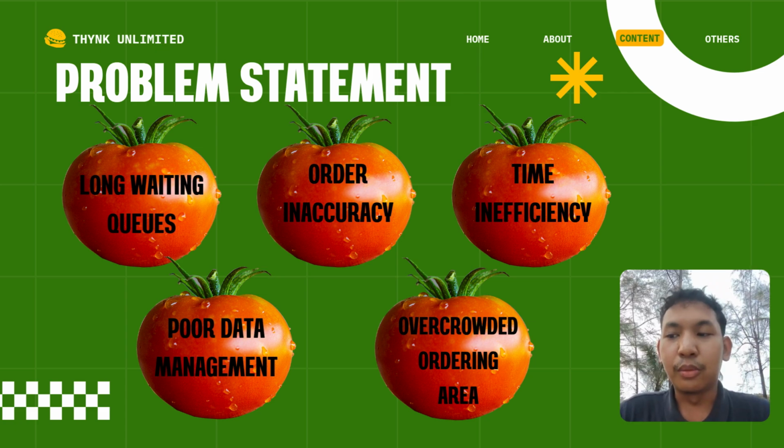Alright, let's go through the problem statement. In our system, we have identified 5 problem statements. First problem, we have long waiting queue. Second, we have order inconsistency. Third, we have time inefficiency. Fourth, poor data management. And lastly, we have overcrowded ordering area. So this is our problem statement in our system.